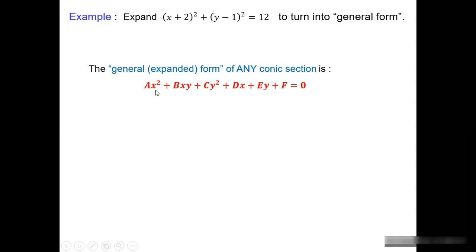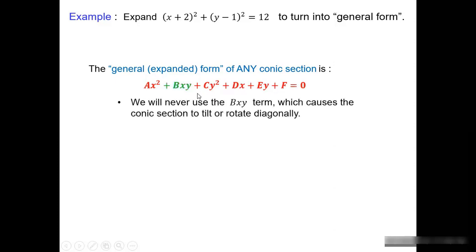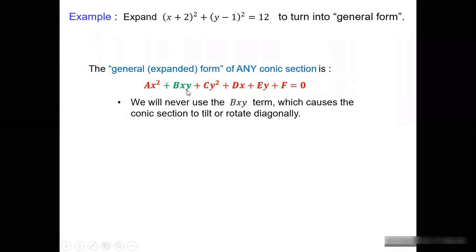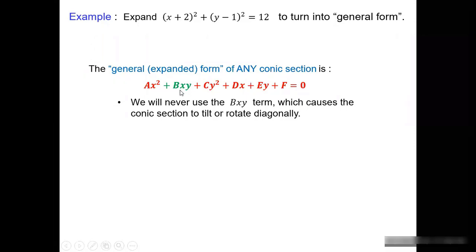We have an x squared term, a y squared term, but sometimes we would also have an xy term that we're really not going to be discussing in this lesson, because what this would do is it would cause the graph to tilt or rotate along some diagonal. But a lot of times we would also have a term with only x, only y, and a constant.